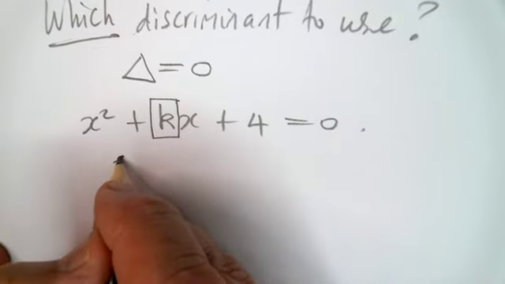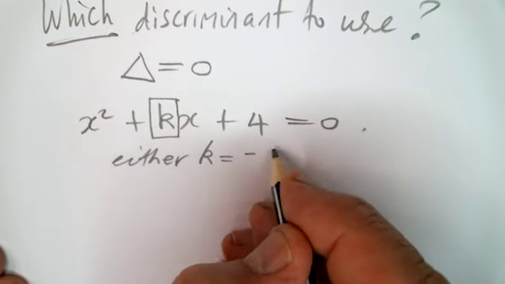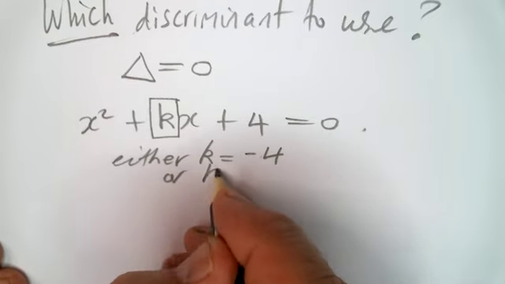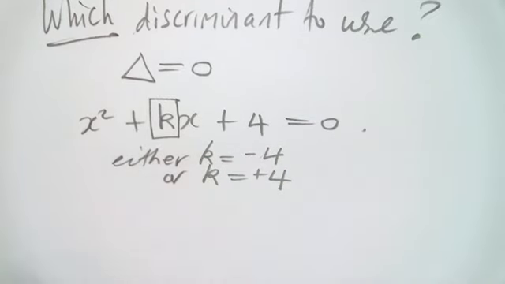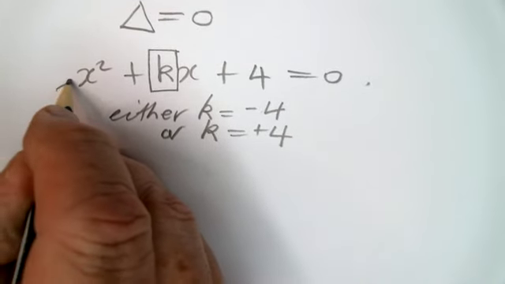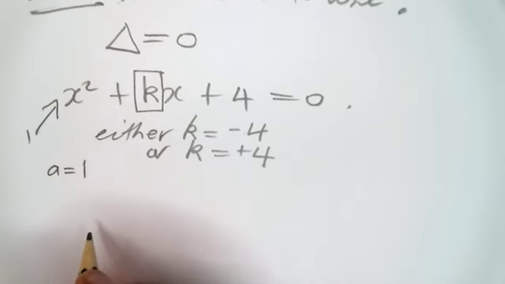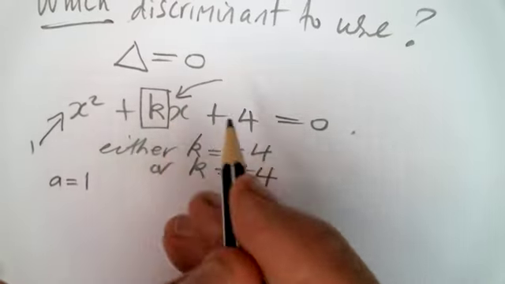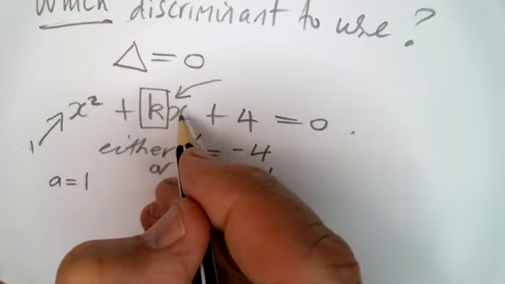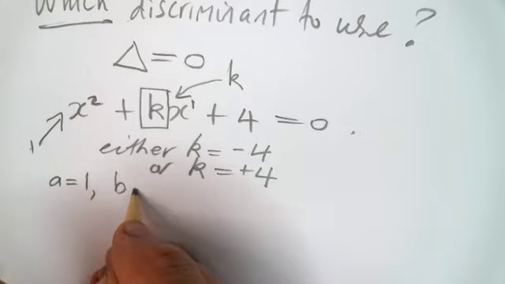Either we could say k was equal to negative 4, or k was equal to positive 4. And we do that by making the discriminant equal to 0. In this case, we populated our equation by saying that the coefficient of this one here is going to be a 1. So a is equal to 1. The coefficient of this x value here, this is x to the 2, its coefficient is 1. X to the 1, its coefficient is k. There's my k. So then b is going to be k.